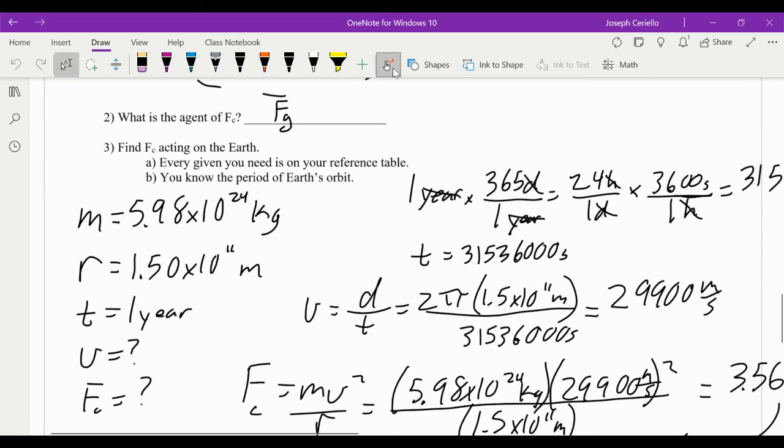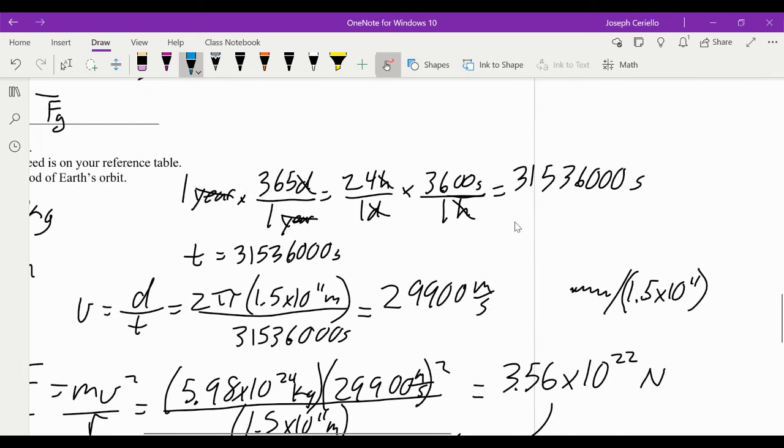We get the mass of the Earth, that is from the reference table, 5.98 times 10 to the 24 kilograms. The radius of Earth's orbit, that's the distance from the Earth to the Sun, is 1.5 times 10 to the 11 meters. And the period of Earth's orbit to go around once is 1 year. Got to convert that to seconds though.